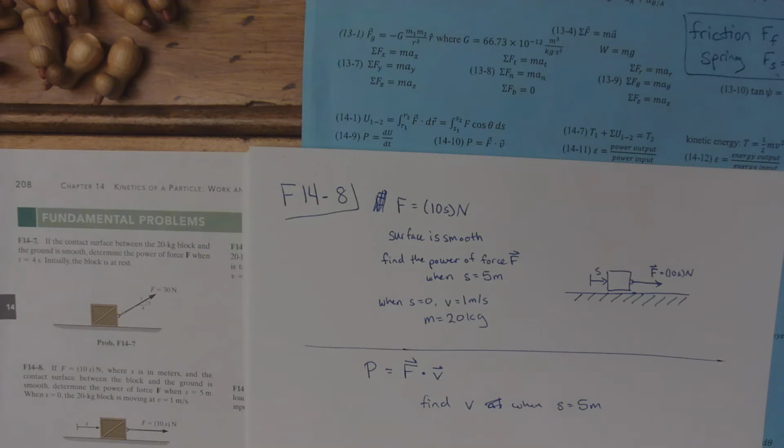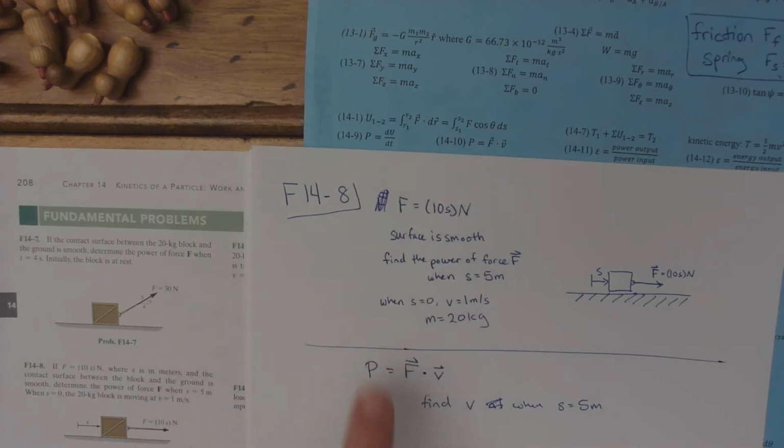When S is equal to 0, the 20 kilogram block is moving with a velocity of 1 meter per second to the right. We have S here, and the force is acting to the right. We want to find the power of force F. For that, we use equation 14-10, and the power is the force dotted with the velocity. So we are going to need to find the velocity when S is equal to 5 meters. We can find the force when S is equal to 5 meters just by using the equation here.